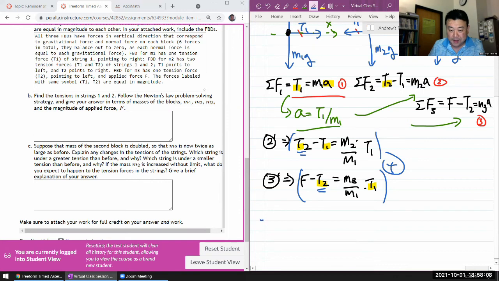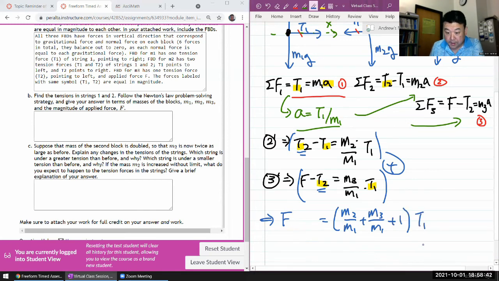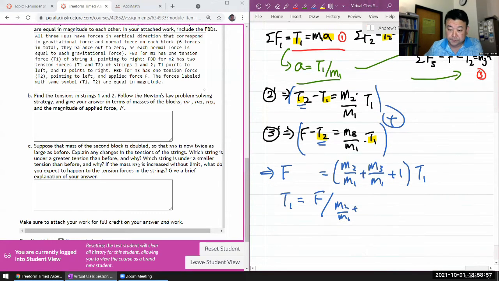Doing the linear combination, I end up with this. For the left-hand side, I have F minus T1, T2 and minus T2 having canceled out. On the right-hand side, I can factor out T1, and I have M2 over M1 plus M3 over M1 times T1. Let me finish solving for T1. So move this over, and let me just modify it in place. I'll have to add plus one here, T1. And solving for T1, I get force F divided by this ratio of things: F divided by M2 over M1 plus M3 over M1 plus 1.